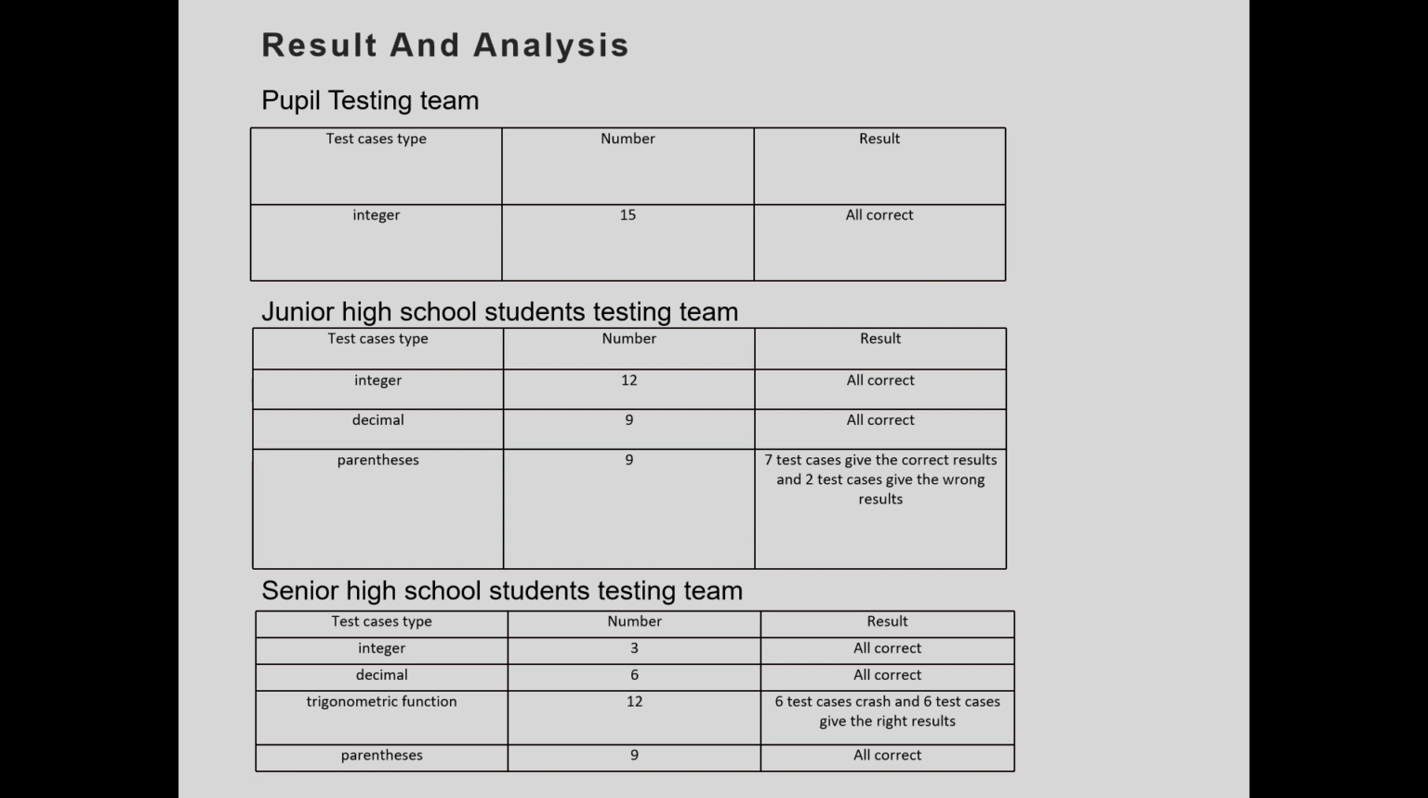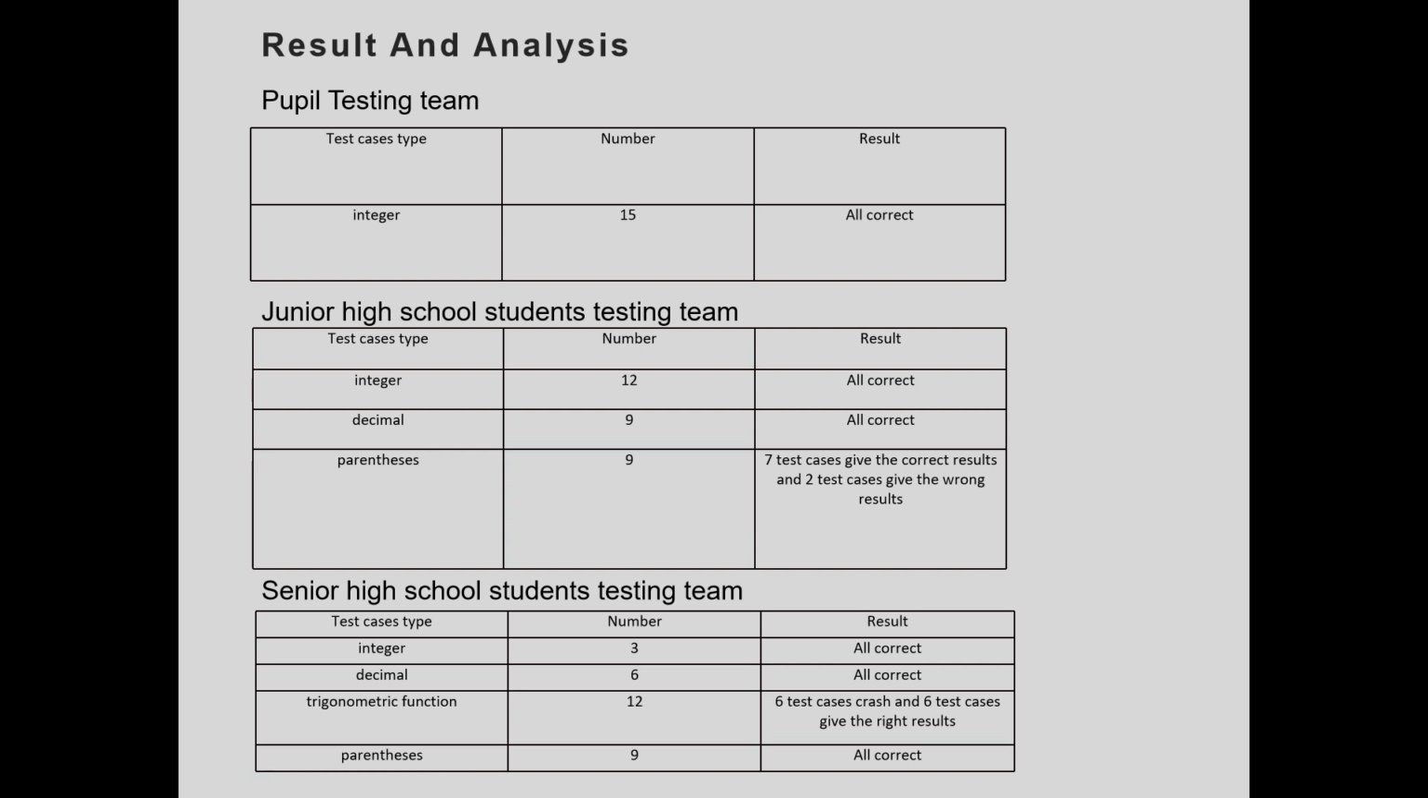And for the junior high school students testing team, there are 30 test cases which contain integers, decimals, and parentheses. The result table is shown below. From the table, we can know the failure rate of this team is 6.67%. Although there are no crash problems, calculation mistakes are also a significant problem to solve.